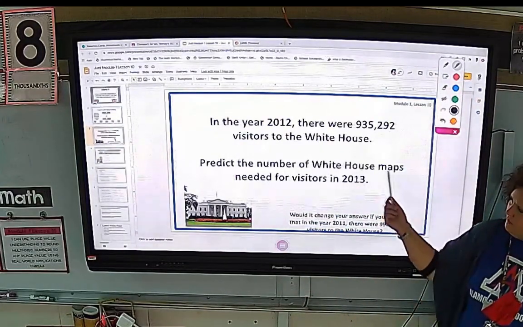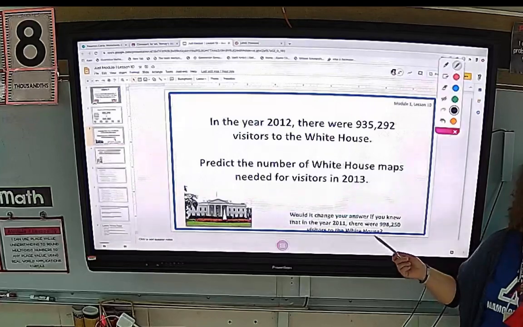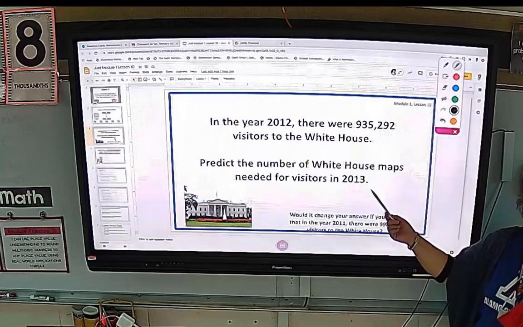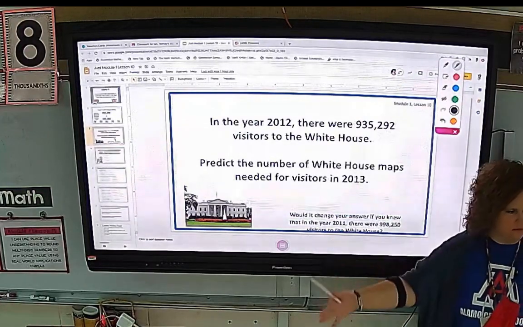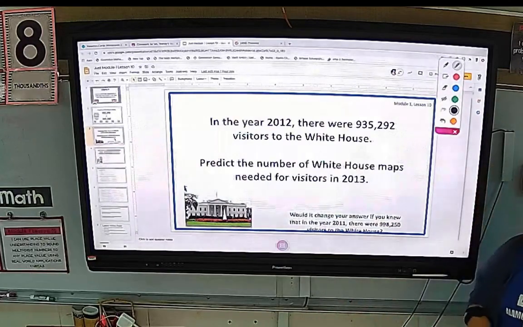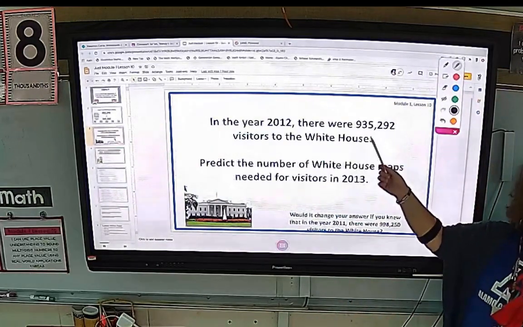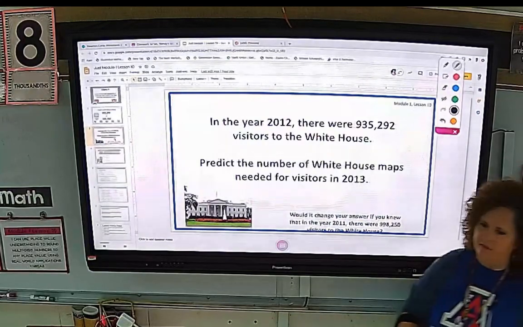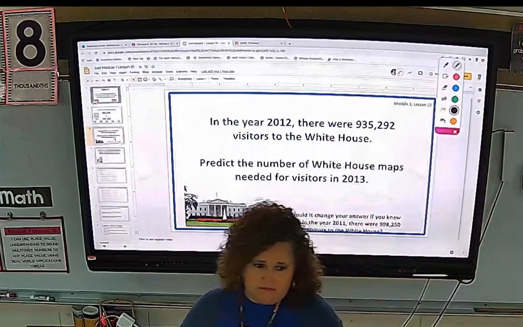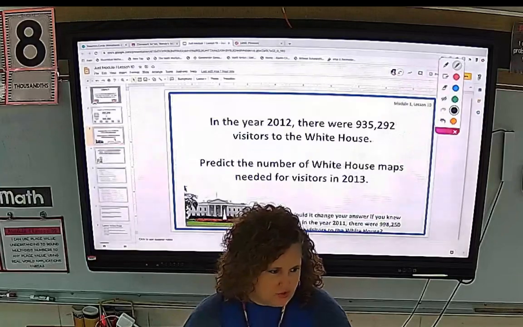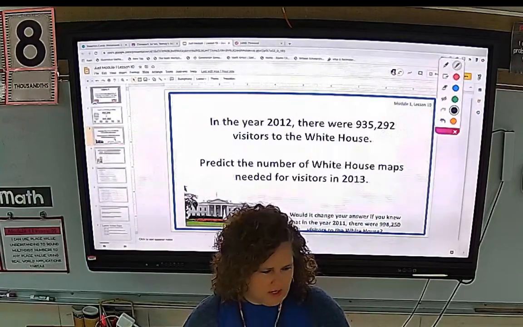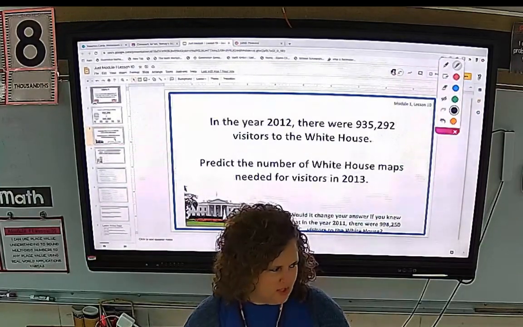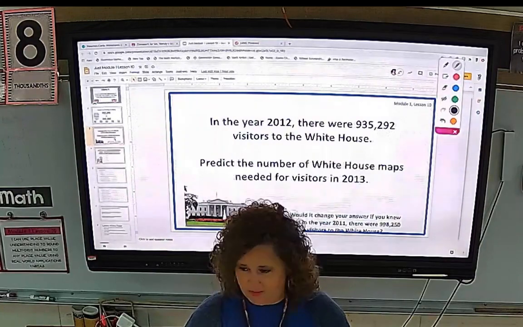So we're going to predict how many they would need for the next year. Usually, what they have one year is kind of close to what they have the next year, unless there's a big change. Do you think in 2020 there will be some big changes in numbers to places that people visit?